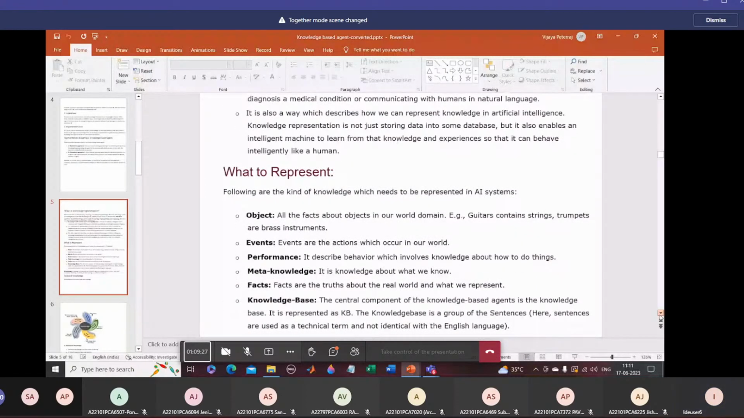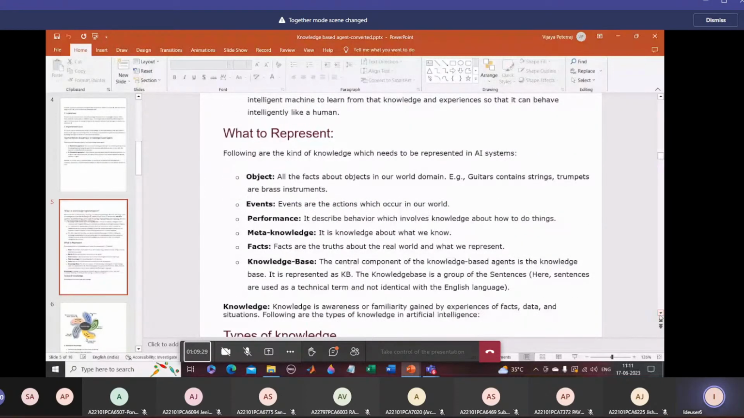So as you know that object, then we should tell about the events, that is the actions which will occur in the real world, performance, and it describes the behavior which involves the knowledge and how you are supposed to do the things. Then meta knowledge, knowledge about what we know. And the facts are the truth about the real world. And the knowledge base is a central component of your knowledge-based agent.